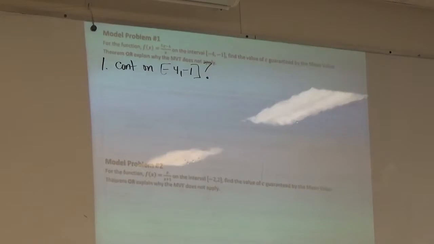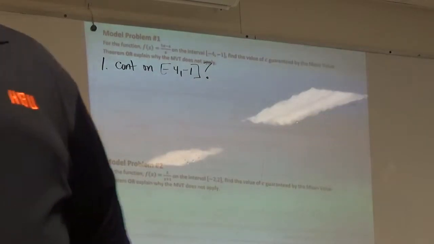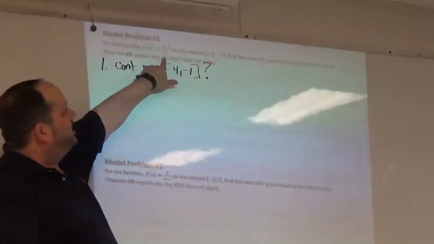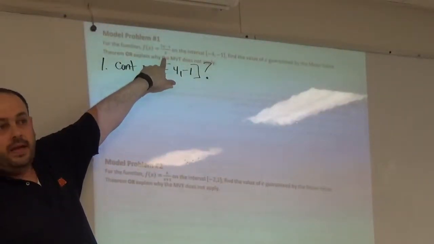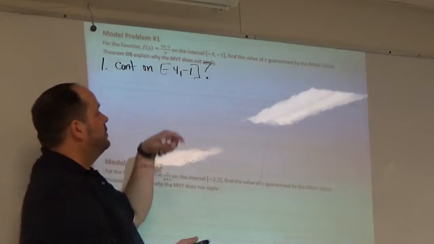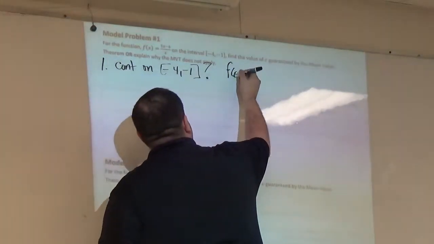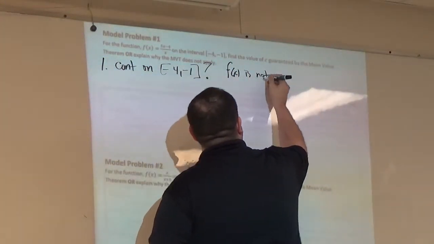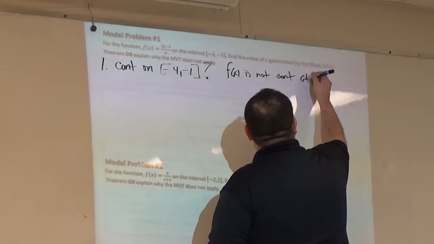This function has a problem. Jennifer, where does this function have a problem? The denominator is just x. Where is this function not going to be continuous? Zero. It's not continuous at zero. Right? f of x is not continuous at x equals zero.